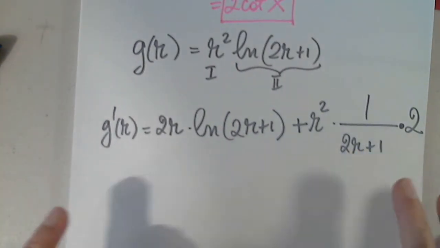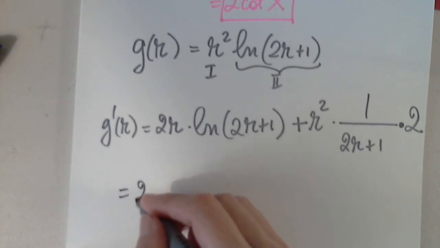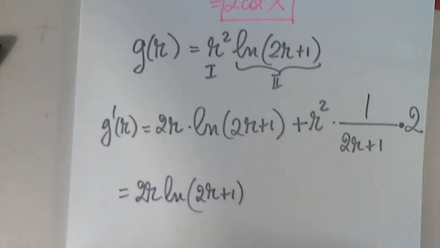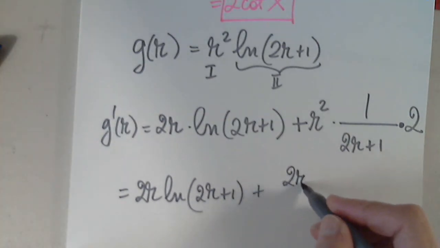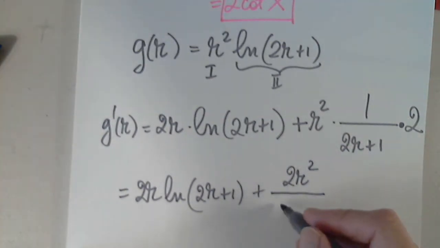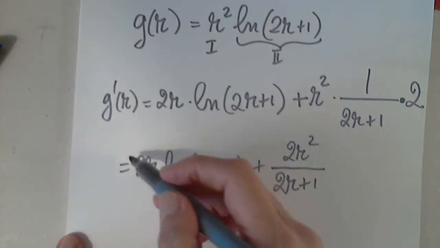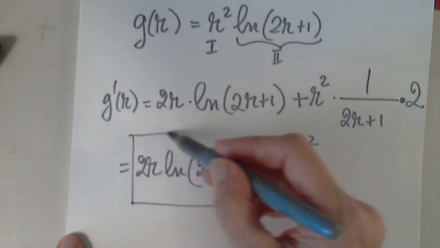I will just condense it a little bit, we cannot do anything to it. So 2r natural log of 2r plus 1 plus 2r squared divided by 2r plus 1. And this is it. That's final.